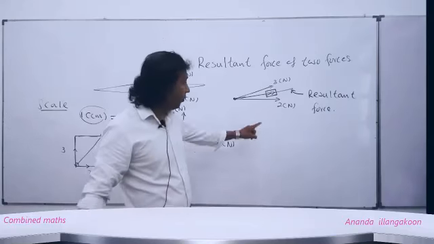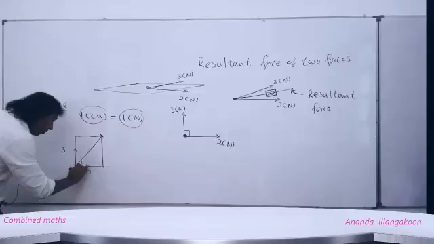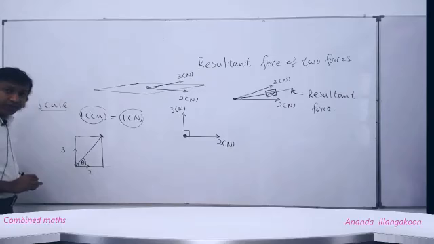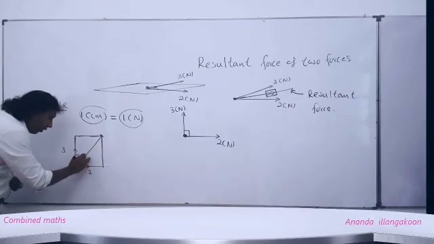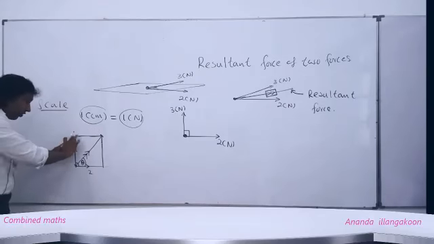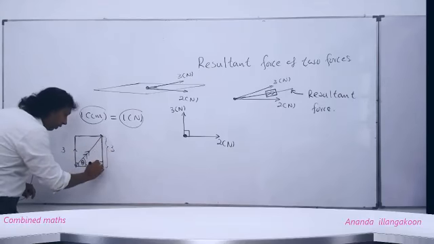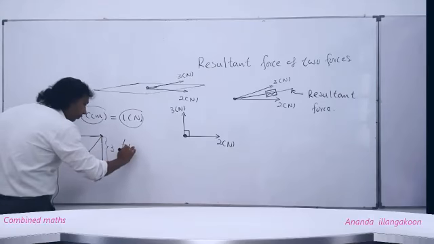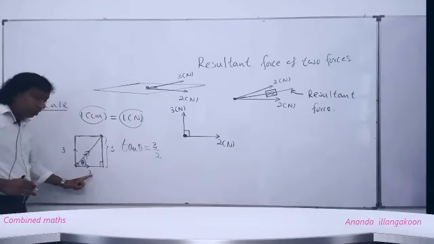Understand? And measuring this angle, suppose theta. By measuring this angle, we can find the direction of that single resultant force. Then the resultant is always going away from this point, like this. Then this theta can be measured, because since this is a rectangle, if this is 3, this is also 3. Here 90. Then we can write tan theta equals 3/2, because opposite divided by adjacent.